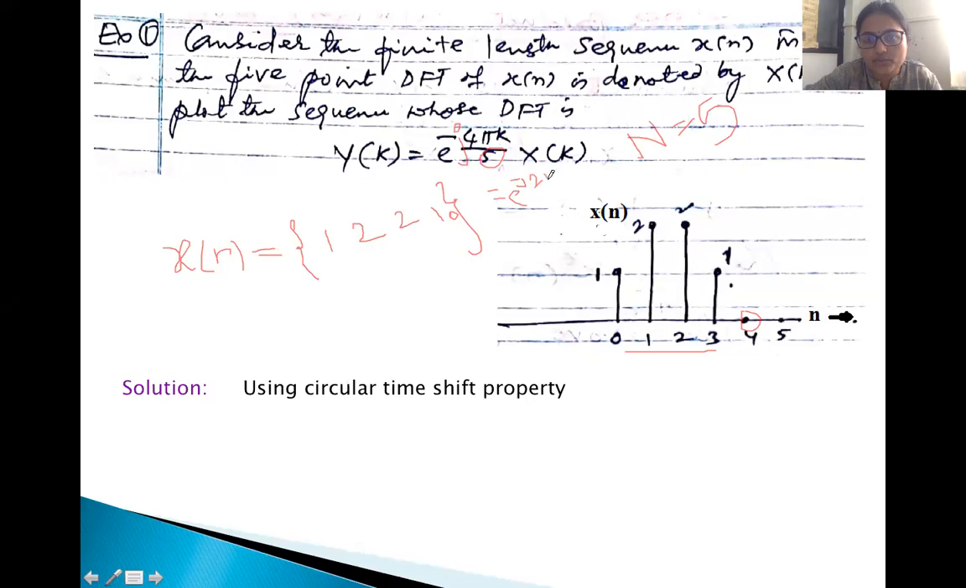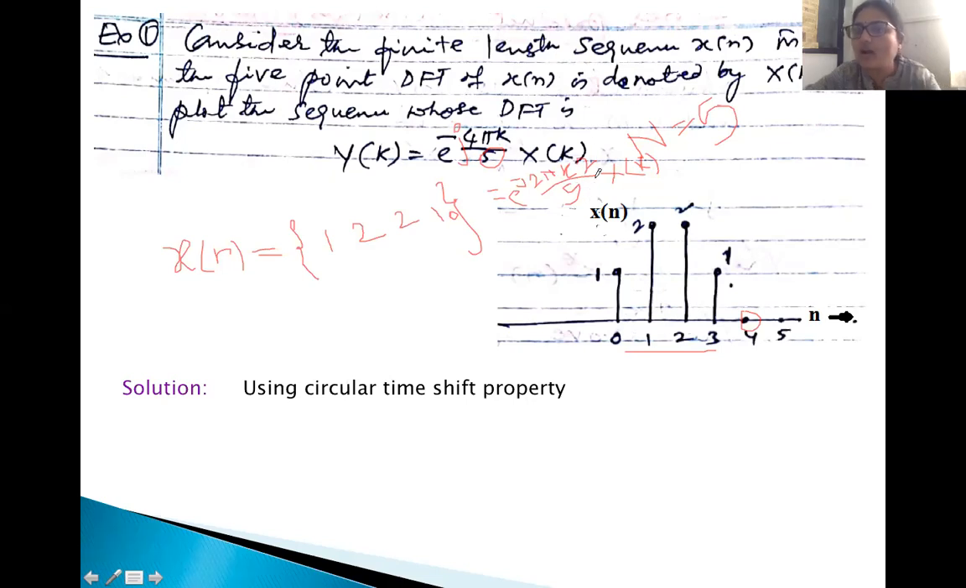I will write here 2 pi k and here one more 2, because 4 is there. So here 2 multiplied by 2. So I have distributed this 2 pi k multiplied by 2 divided by 5 into x of k. Means in the frequency domain, the exponential part is multiplied. What is that? e raised to minus j 2 pi k l upon capital N.